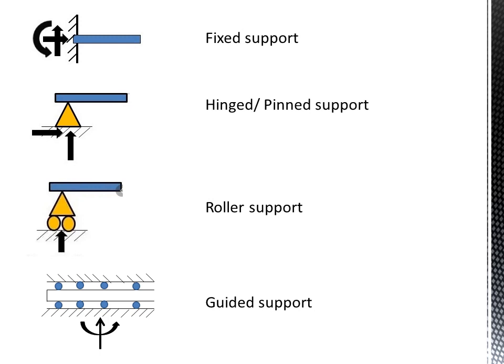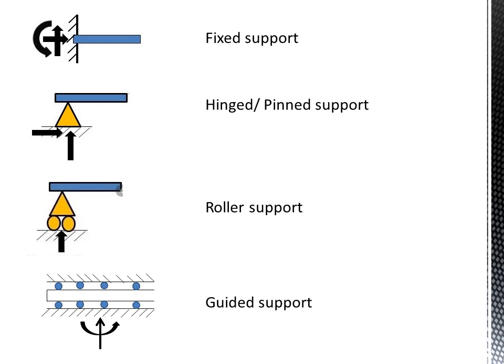Then we have roller support. What is a roller support? As the name suggests, it can roll. Movement is possible in a horizontal direction. One force reaction is developed. These types of supports are usually used in bridges because these supports will allow the structure to expand and contract with the temperature changes.